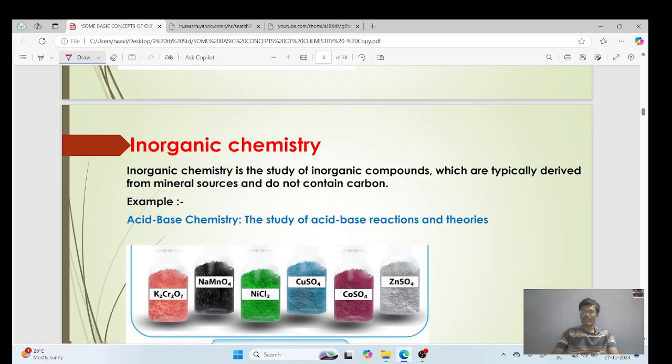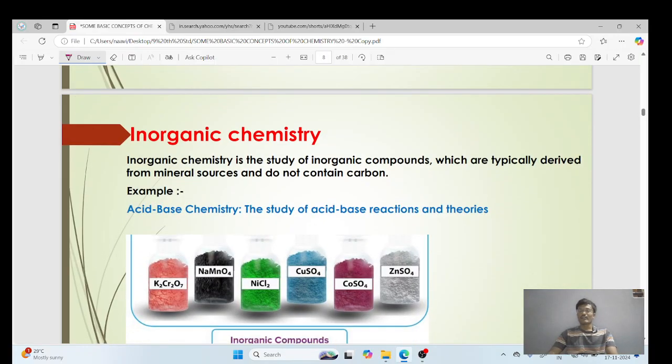Next, inorganic chemistry. Here compounds typically do not contain carbon. Mineral sources do not contain carbon. Here are potassium dichromate, sodium manganese oxide, nickel chloride, copper sulfate, cobalt sulfate and zinc sulfate. These are examples of inorganic chemistry, and they do not contain carbon and hydrogen groups.